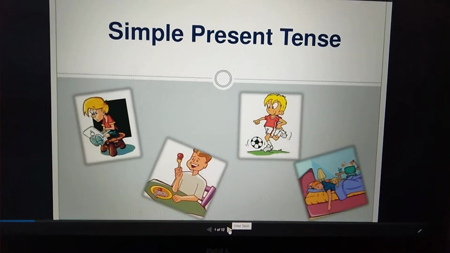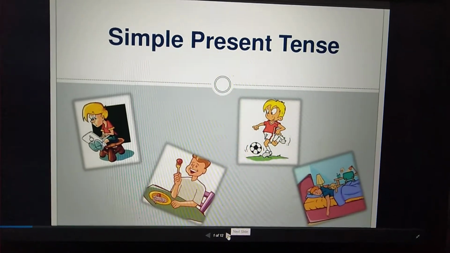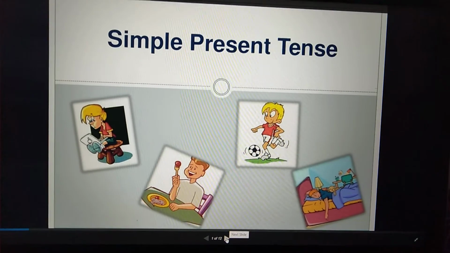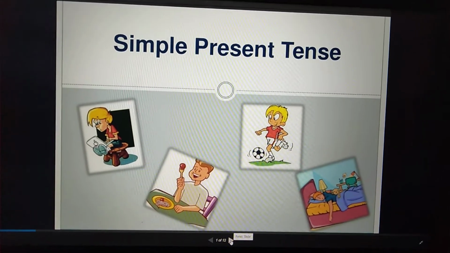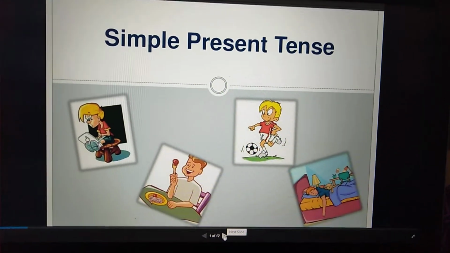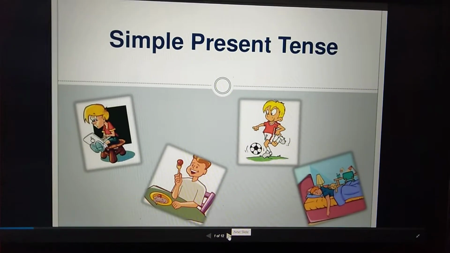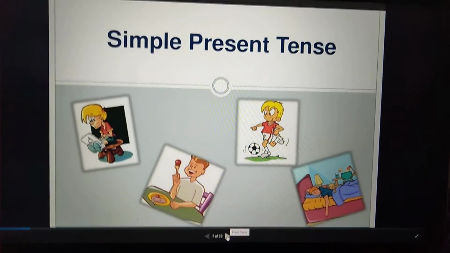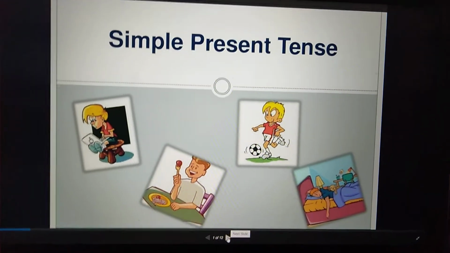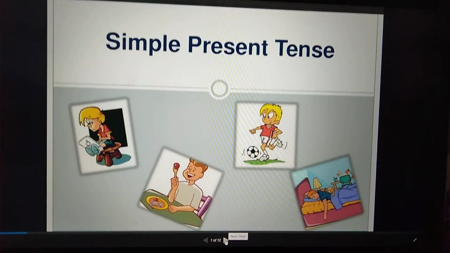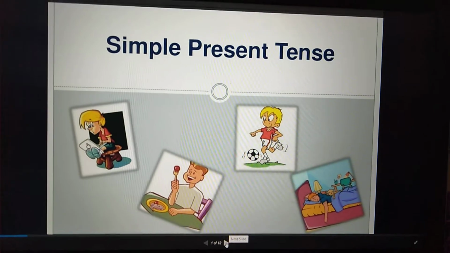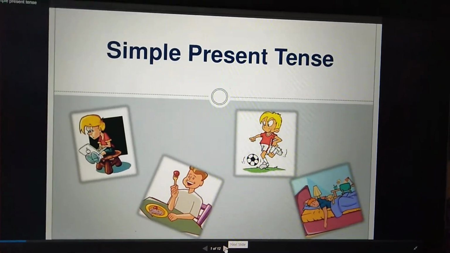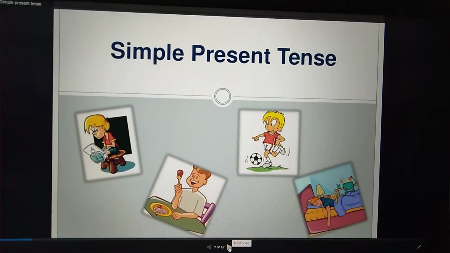In the previous lectures we discussed clauses, phrases and sentences, and then we discussed the types of sentences. Today inshallah we are going to start with a new topic, and that is tenses. Before starting with the tenses, let me tell you why we use tense. Clear? In English grammar we use tenses to tell about the timings of the action. Clear?